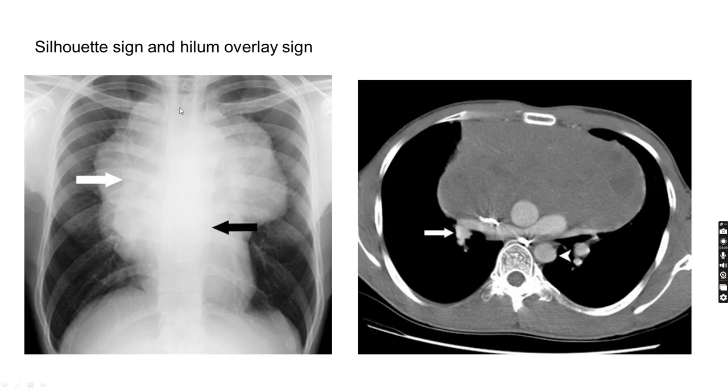In this slide we will discuss two signs, silhouette sign and hilum overlay sign. What is silhouette sign? If two structures are in anatomical continuity with each other, then the line between them will be obscured, will not be sharp. So if we consider this is a hilum on the CT image, you can see the lateral border of the hila here, and it is seen very sharp because of the air here. So here you can see this is a sharp border of the hila.